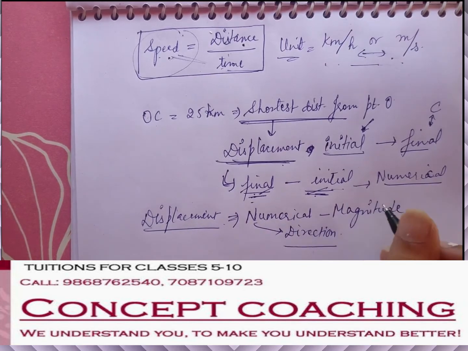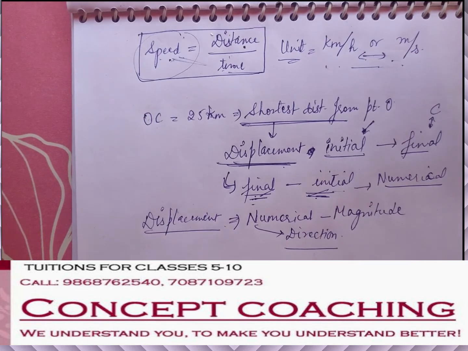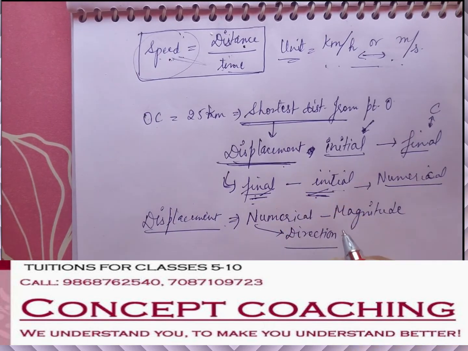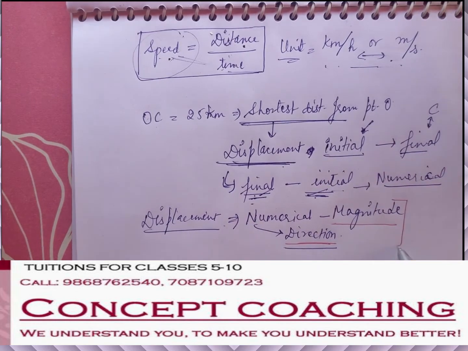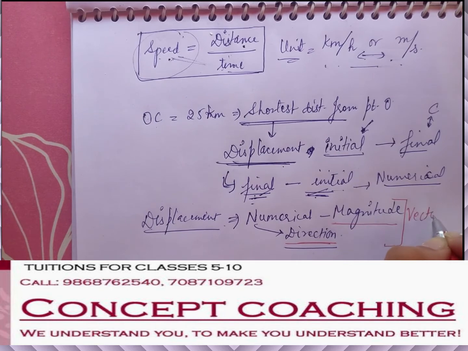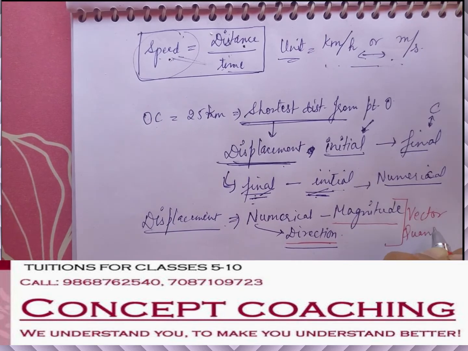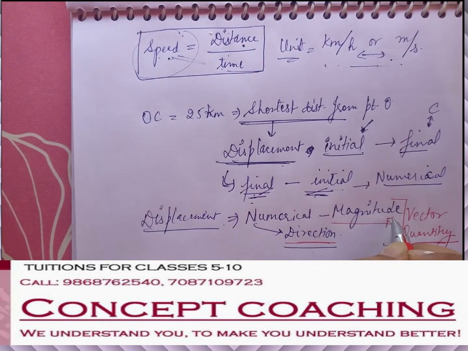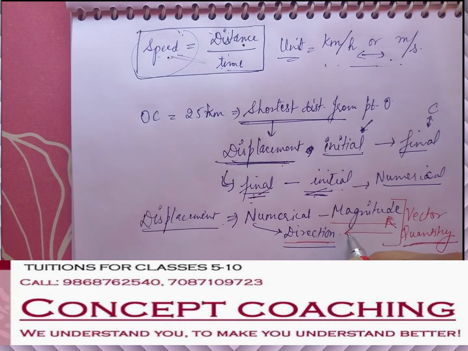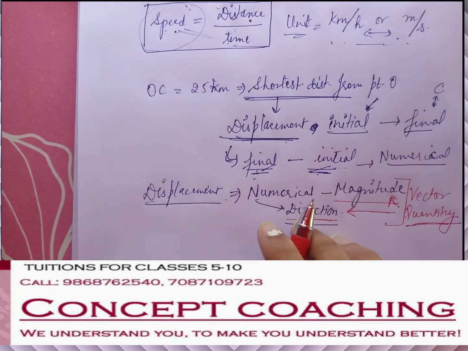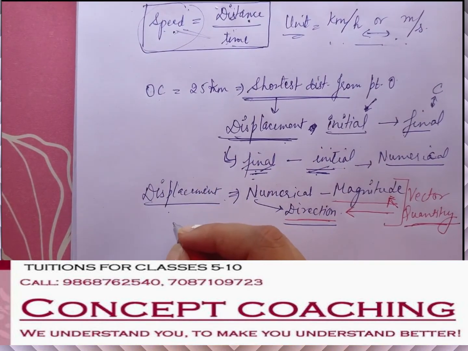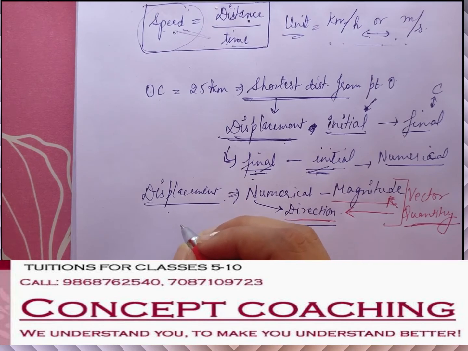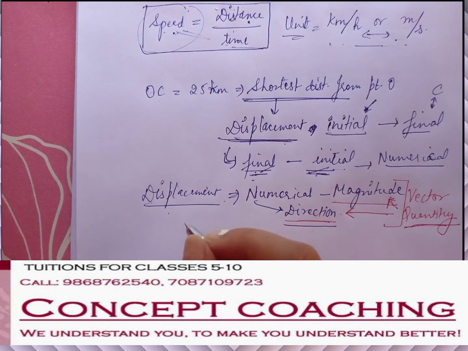Those quantities which have a particular magnitude as well as a direction are known as vector quantities. Vector quantities are those which possess a magnitude as well as a direction. So in our case, displacement is a vector quantity while distance is a scalar quantity.